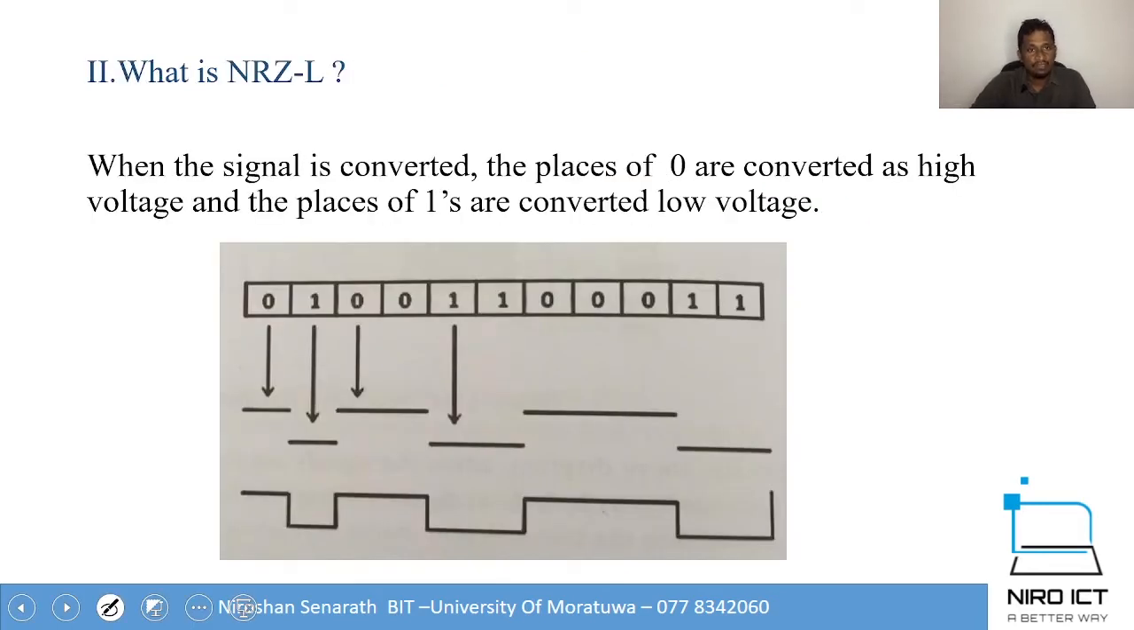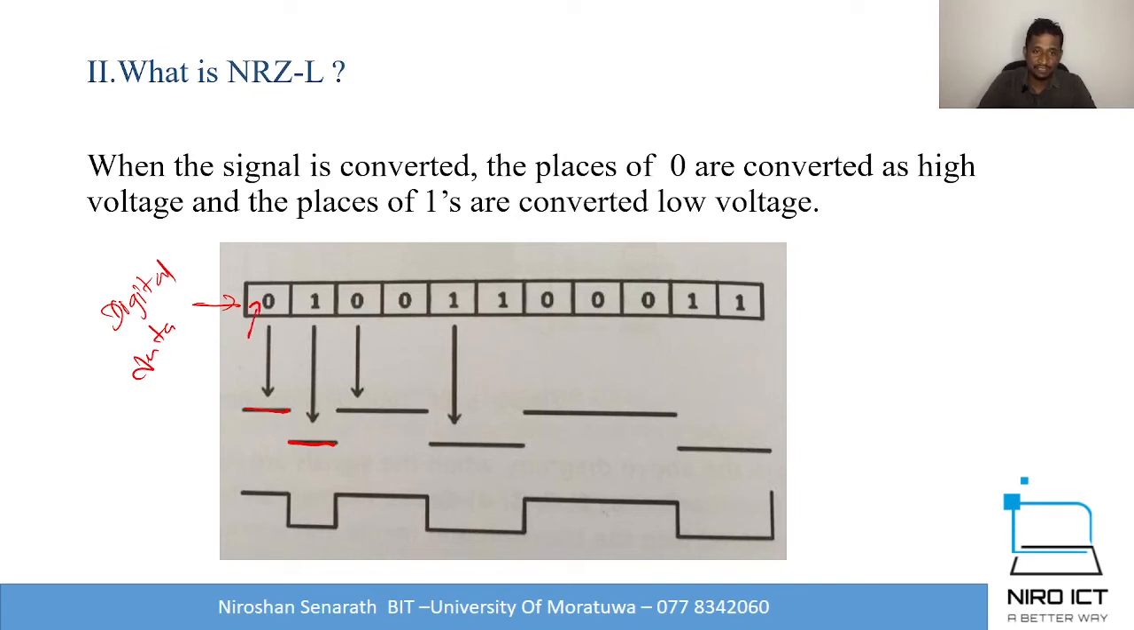Then what is non-return zero level? Here you can see there are some digital data, right? When they are marking the low voltage places and the high voltage places, you have to remember one very special thing. The places of 0 are converted as high voltage.